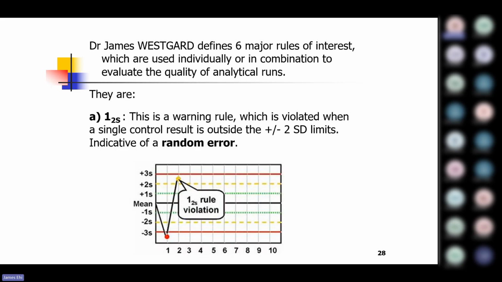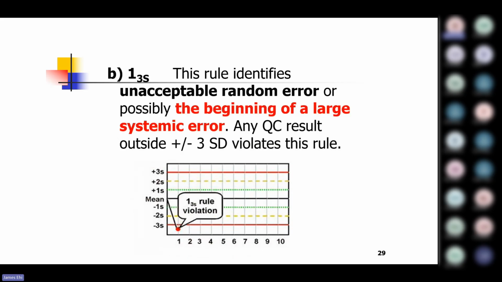The second rule we'll be looking at is what we call the 1-3S. This rule identifies unacceptable random error. It could still be a random error, but at this point it's unacceptable because you are going outside the 3SD range, or possibly it is the beginning of a large systematic error. Any QC result outside 3SD violates this rule, and you must stop the assay and investigate to correct it. You cannot just accept the run at that point.